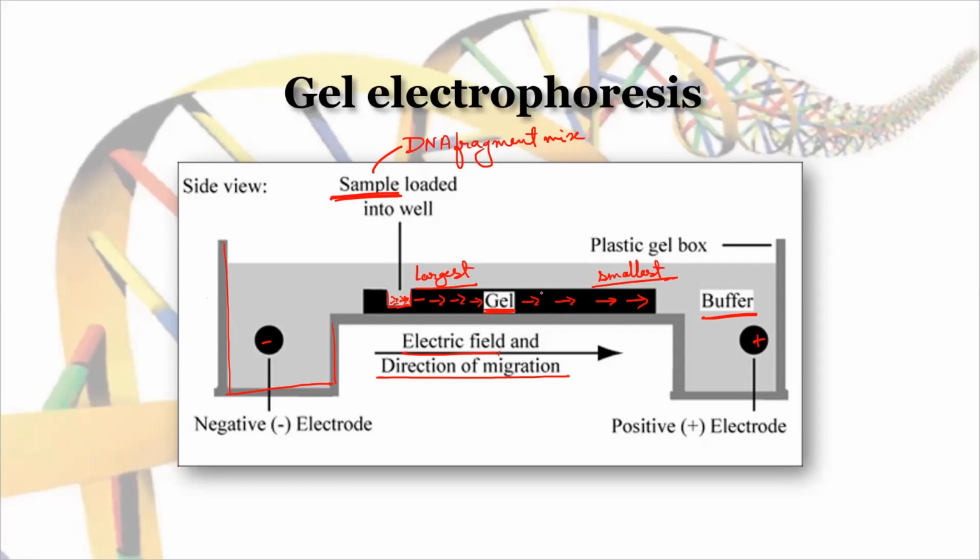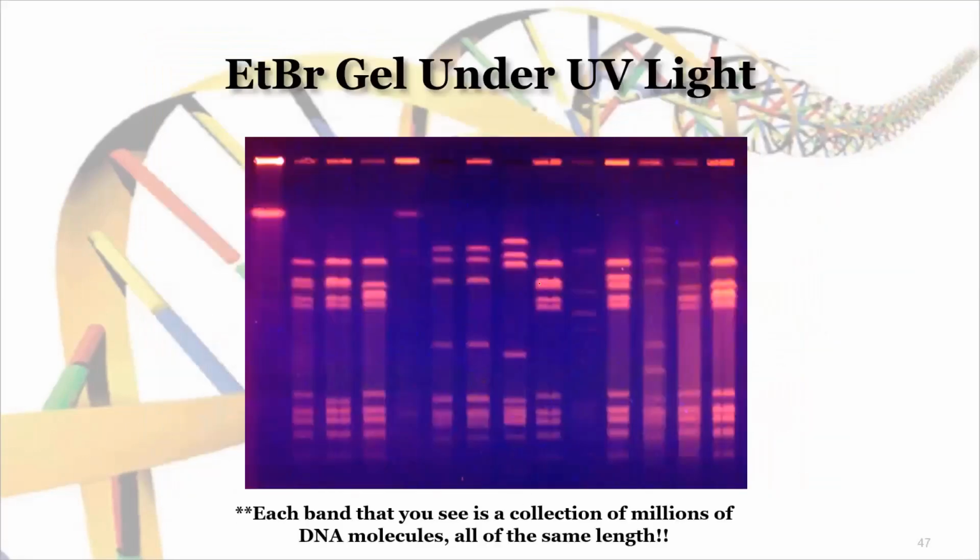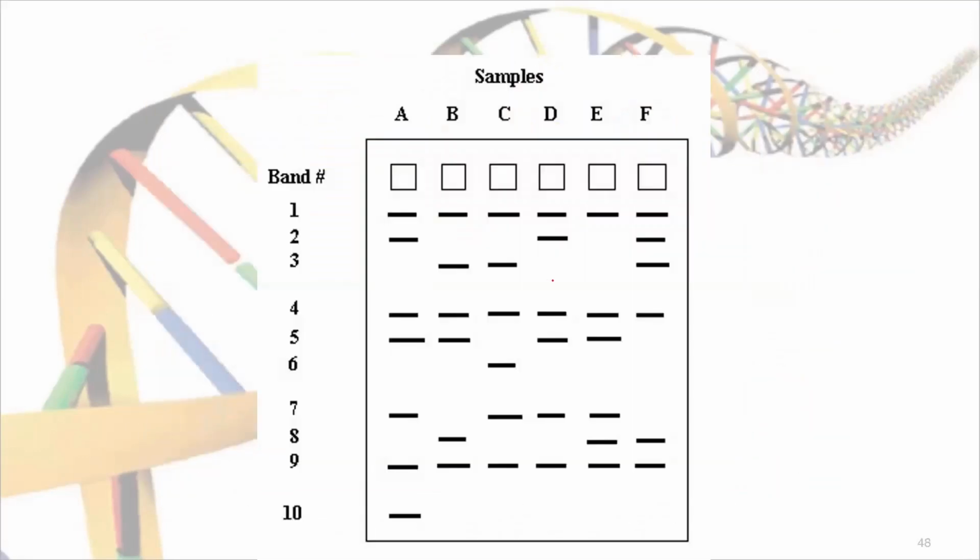Okay. So, understand this diagram. Take any one sample. Let's say sample A. It was loaded here, having the various DNA fragments. So this side was a negative electrode. This side you had a positive electrode. So this is your gel slab.